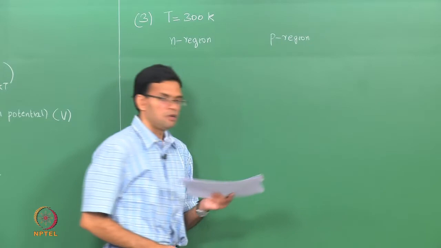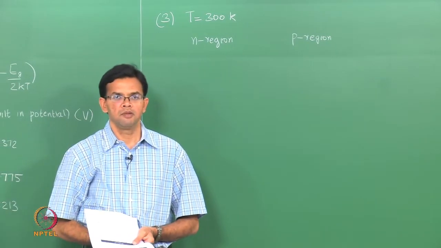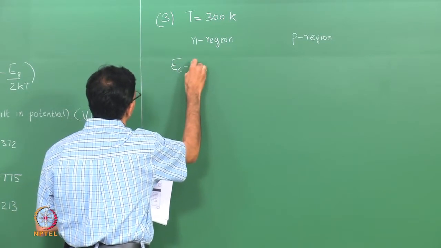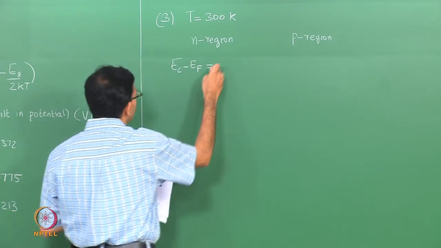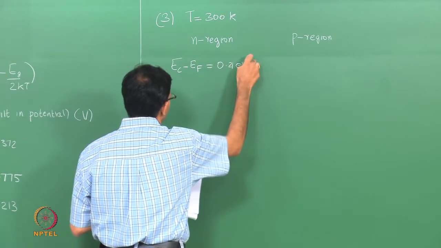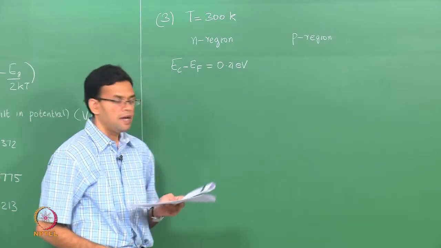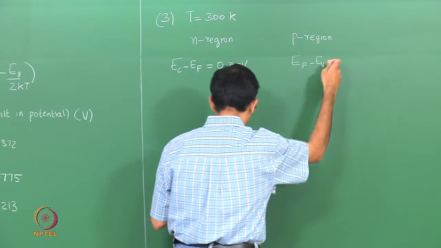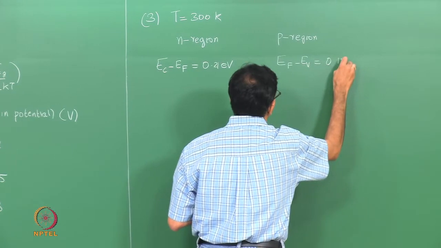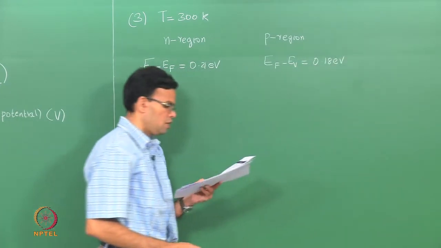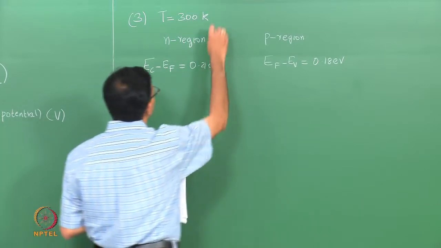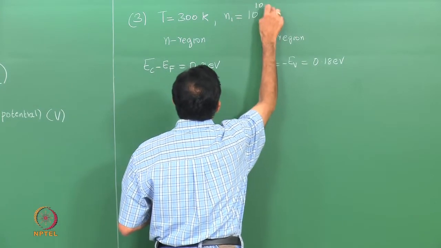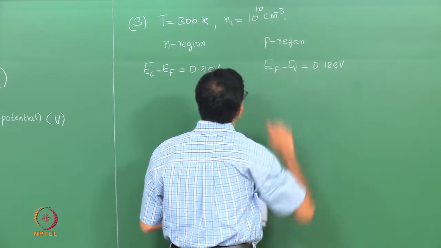In this question the doping concentrations are not given, but the position of the Fermi level is. So, here Ec minus Ef is 0.21 electron volts and Ef minus Ev is 0.18 electron volts. The material is silicon. So, some of the parameters of silicon: Ni, which is 10 to the 10 per centimeter cube.